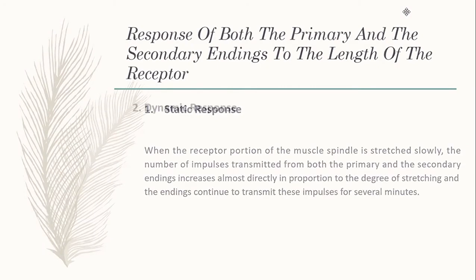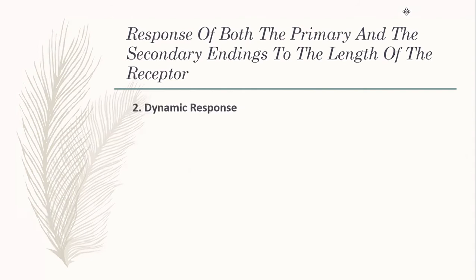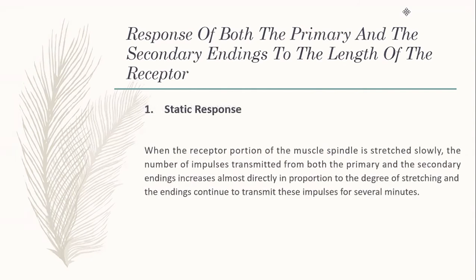All right, so static response is when the receptor portion of the muscle spindle is stretched slowly. So if these muscle spindles are stretched slowly, the number of impulses transmitted from both the primary and secondary increases almost directly in proportion to the degree of stretching, and the endings continue to transmit the impulses for several minutes. So in a static response, both the primary ending and the secondary ending are stimulated.